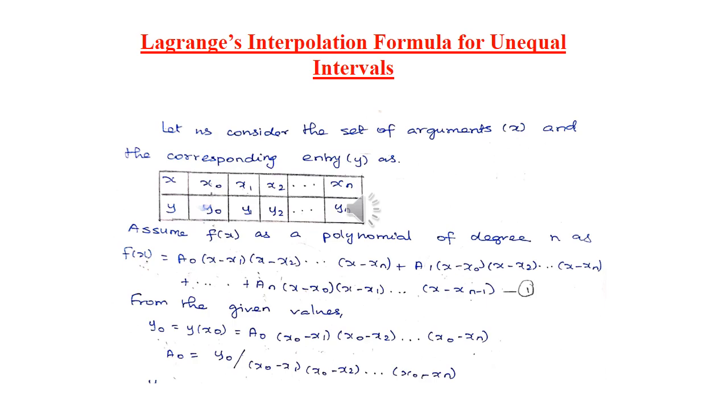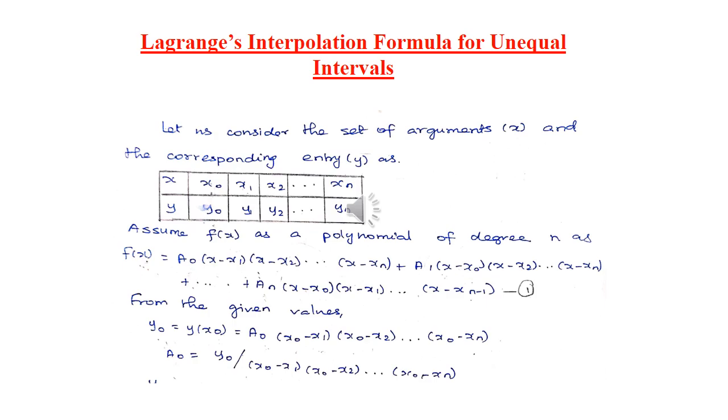up to yn. First, we take a polynomial f of x as f of x equal to a0 into x minus x1, x minus x2 up to x minus xn plus a1 into x minus x0, x minus x2 up to x minus xn plus and so on plus an into x minus x0, x minus x1 up to x minus xn minus 1. Now our aim is going to find the constants a0, a1 up to an.